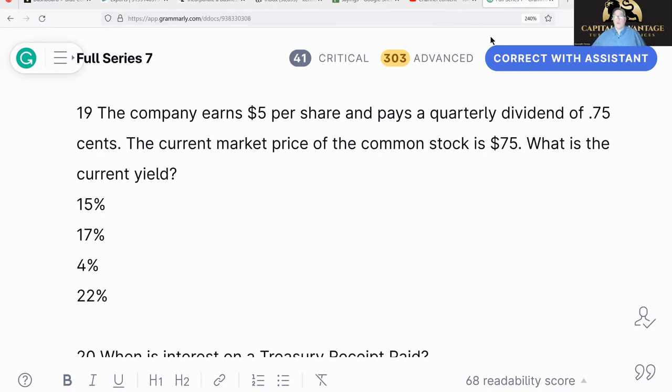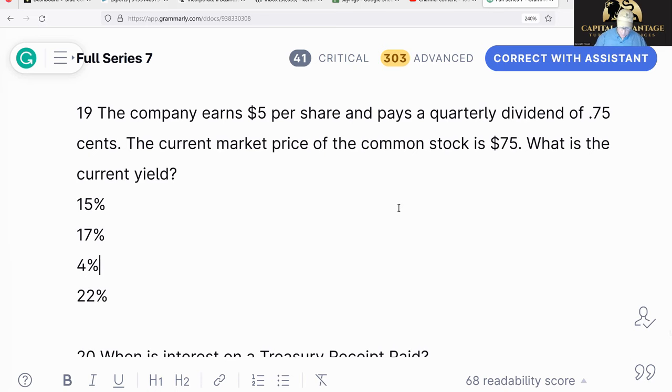Okay, so now let's do one for dividend yield. It's current yield still, but it's on stock. So this one earns $5 a share, don't care, pays a quarterly dividend of 75 cents a share. The current market price is 75. So we have to figure out what the annual is. Remember, AMP, annual.